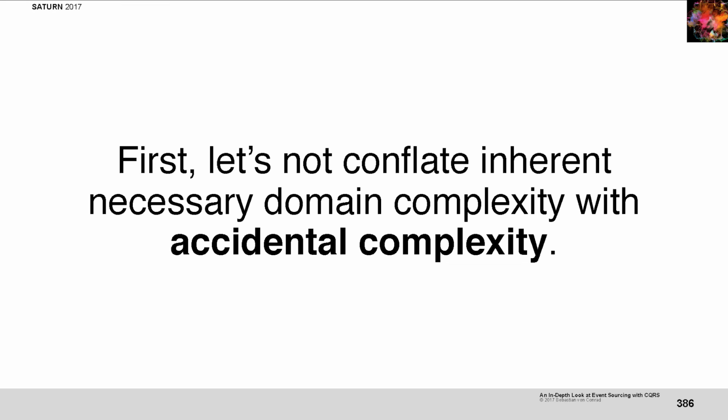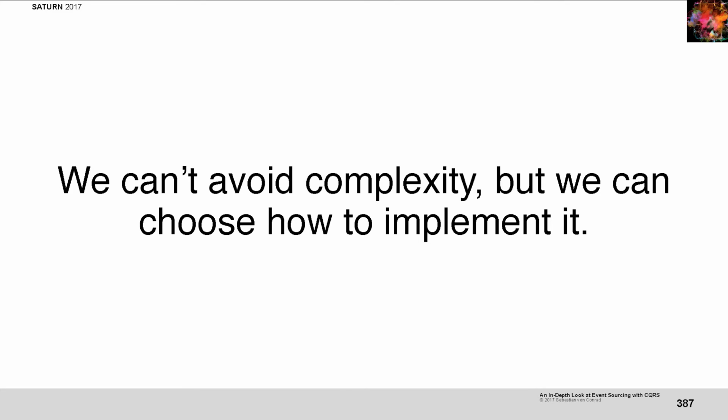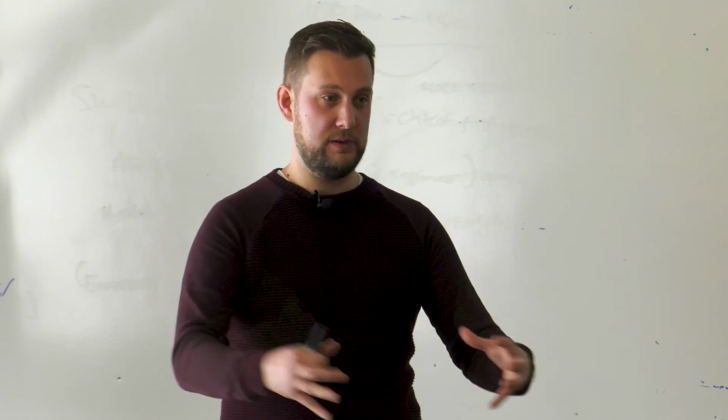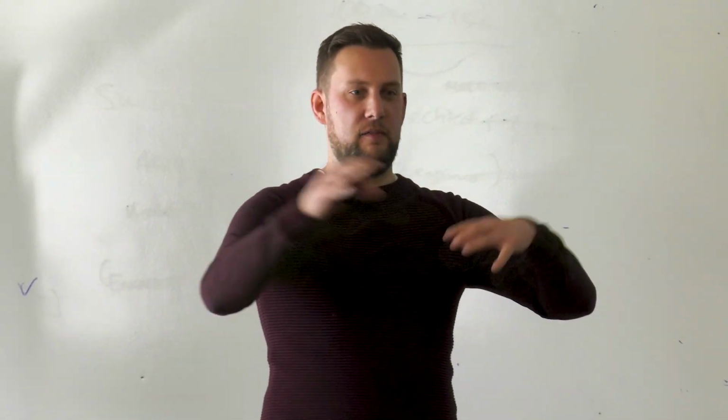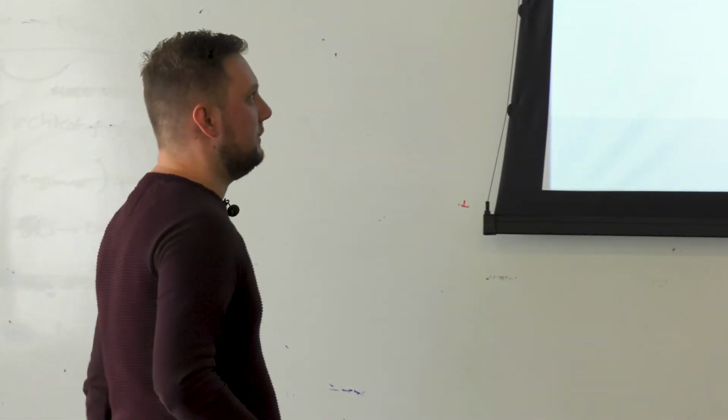But before we talk about that, I want to say that we don't want to conflate the inherent necessary domain complexity with accidental complexity. We can't avoid complexity in the systems that we build, but we can choose how to implement it. And the way that I think about it is that monoliths are inherently, this is a generalization, but I think that they are a simple arrangement of complex things. It's one thing, right? You take it up and you deploy it, but they have all of these things that interconnect and big models and all of those sort of things.